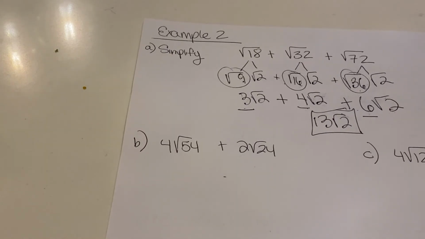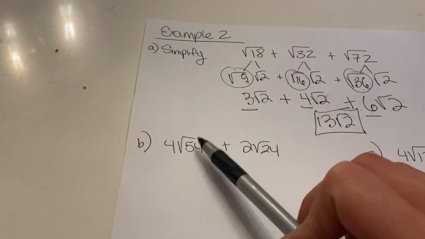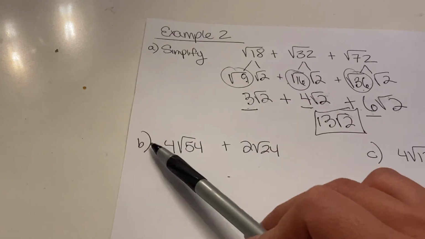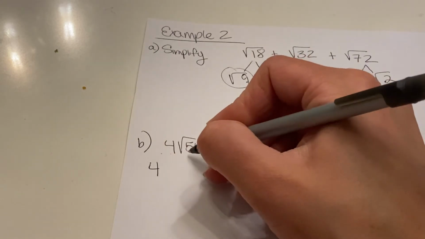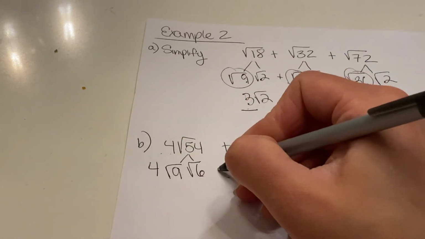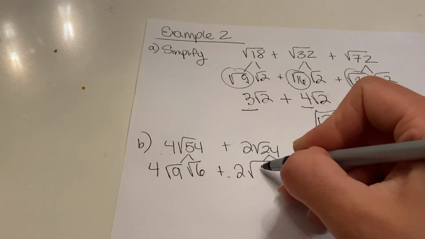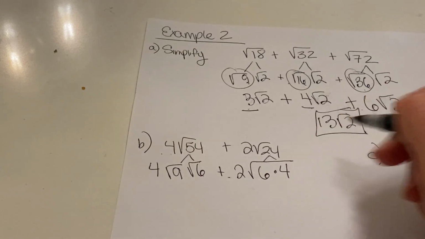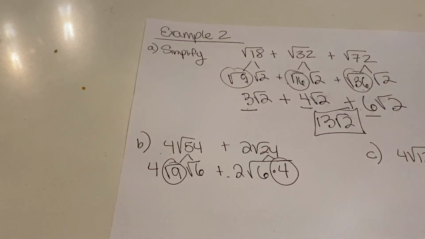All right, so here, I have numbers outside. That tells me once I break this up, I'm going to have to multiply to this number. So I'm going to leave the 4 outside, and I'm going to break up the 54. 9 times 6. 24, I'm going to break it up into 6 times 4. Okay? So I'm going to circle this one, and I'm going to circle this one.